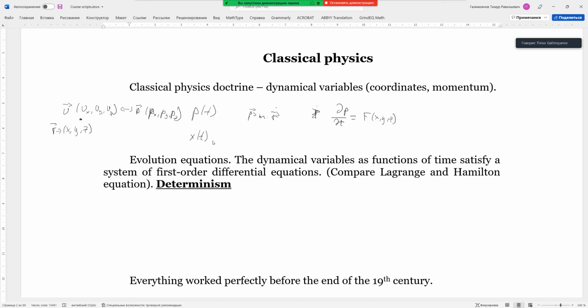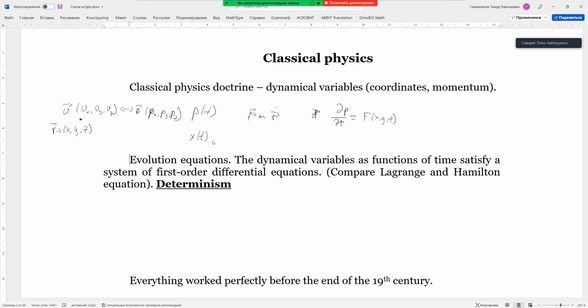So, with arbitrary precision. That is the classical physics concept. Classical physics presumes determinism. You can determine any future. You can predict any events in the future, if you know all information about the system at the beginning.